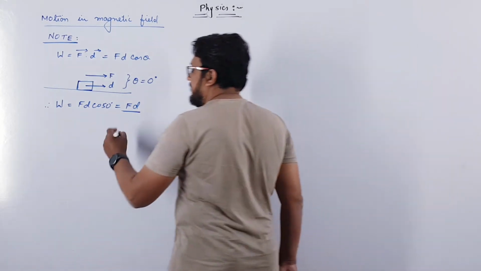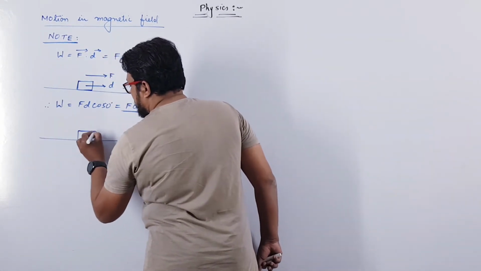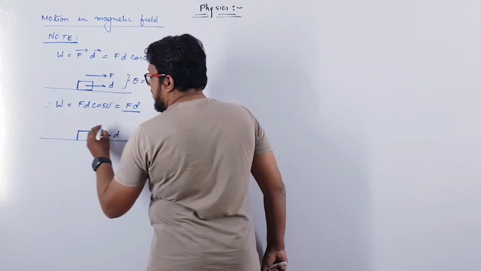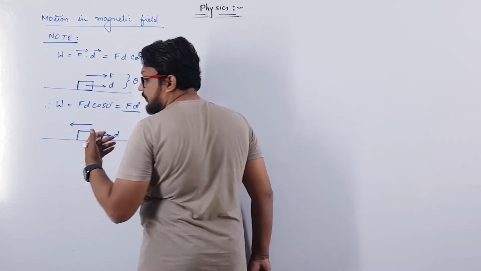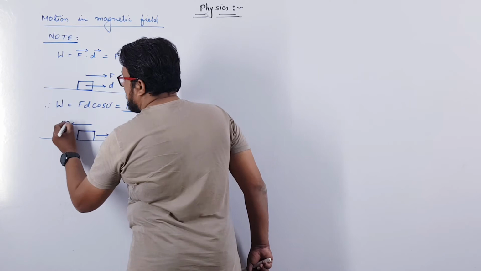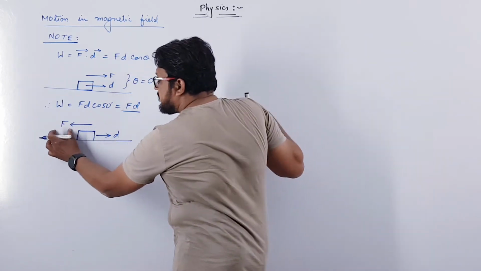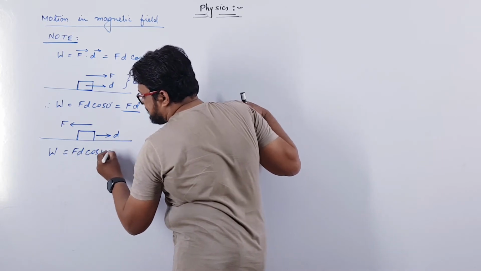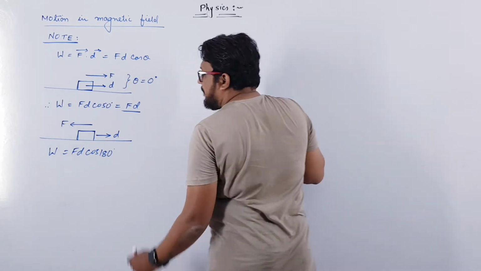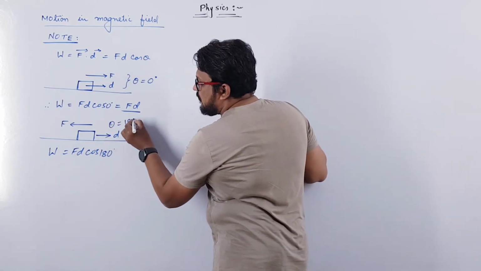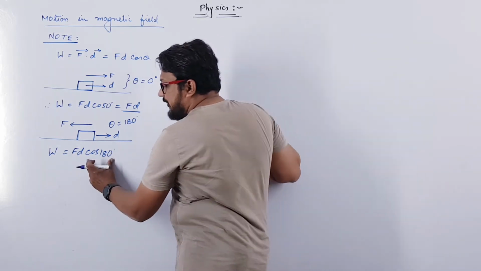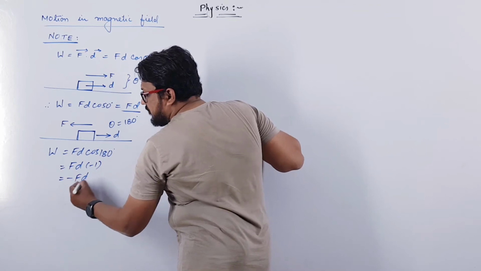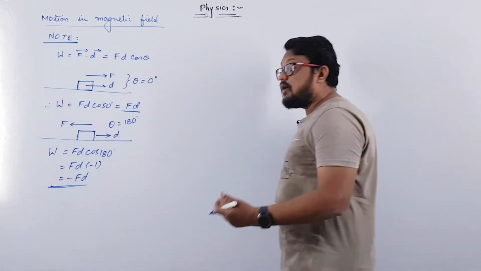But suppose in the same case the body is moving towards the right hand side, or the displacement of the body is in this direction, and the force, it may be a restoring force or frictional force, any kind of force, is acting in this direction. Then work done by this force will be W equal to Fd cos 180 degree, because force and displacement are in opposite direction. So theta will be 180 degree, and cos 180 is minus 1, so this is minus Fd. So the work will be negative.